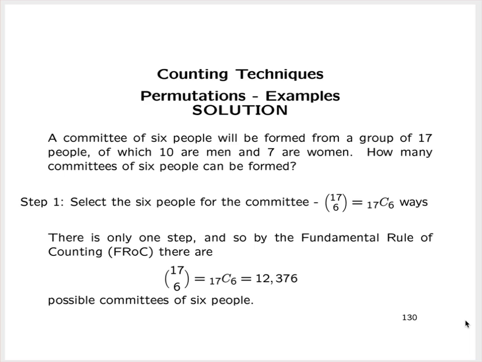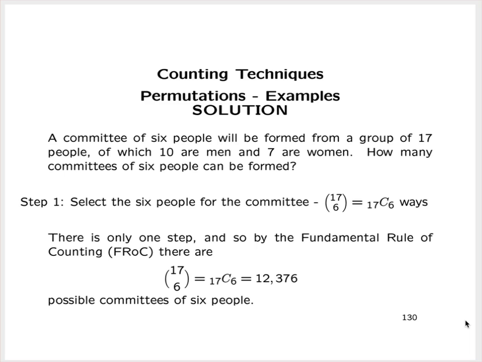And so there's only one step here, which is to select 6 people for the committee. And order does not matter here. There's nothing that says that the committee members have different positions. And so we're looking at a combination, or a subset of 6 people taken from the larger set of 17 people. So the number of ways of doing that is 17 choose 6.